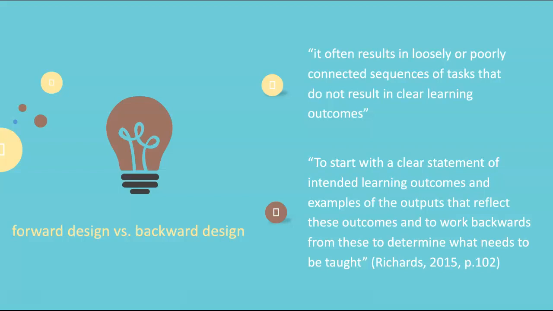However, as Richards pointed out, it often results in loosely or poorly connected sequences of tasks that do not result in clear learning outcomes. Thus, an alternative approach is to start with a clear statement of intended learning outcomes and examples of the outputs that reflect these outcomes, and to work backwards from these to determine what needs to be taught.